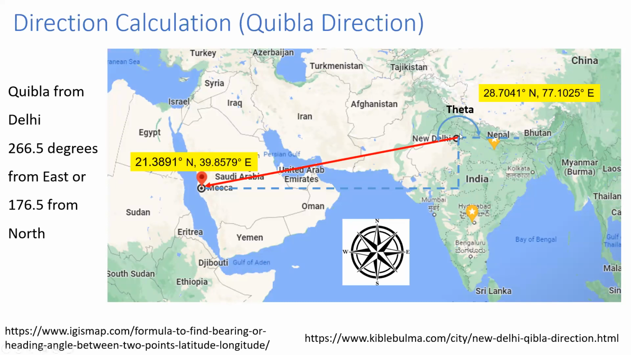So you know your coordinate system. Delhi has 28.7041 north and 77.1025 east. And Saudi Arabia, this is the city of Mecca. The city of Mecca has this coordinate system: 21.3891 north and 39.8759 east. East is basically longitude and north is basically your latitude. So that's how it is written in short.